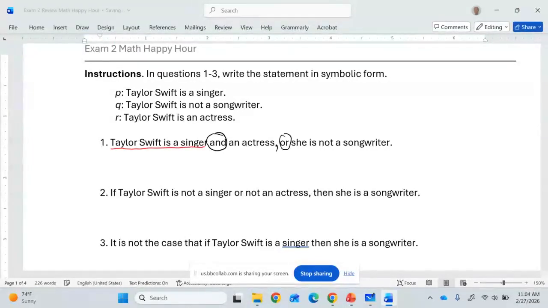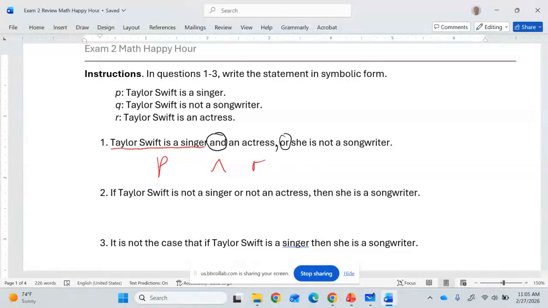It says Taylor Swift is a singer. This statement, exactly how it is, is represented with the letter P. Then we use the symbol for and, which we also call the conjunction of two statements. And then another statement would be Taylor Swift is an actress, which is actually the last one. So this is actually R. Even though the Taylor Swift part only happens once, by using the conjunction, it's still referring to Taylor Swift. So that's the whole R, that Taylor Swift is an actress.